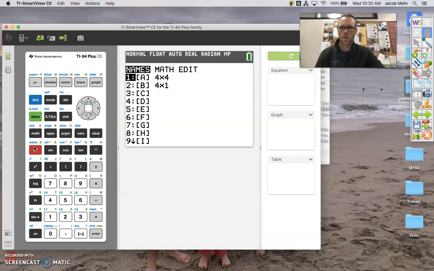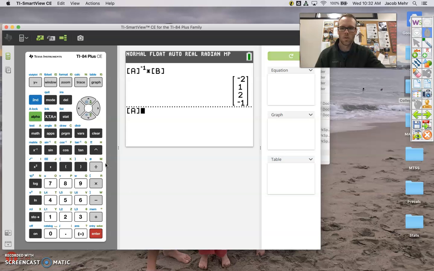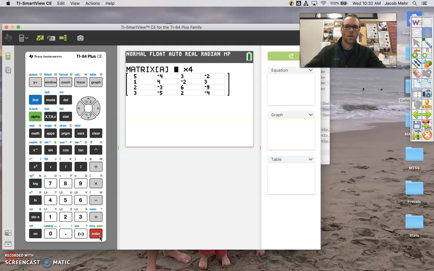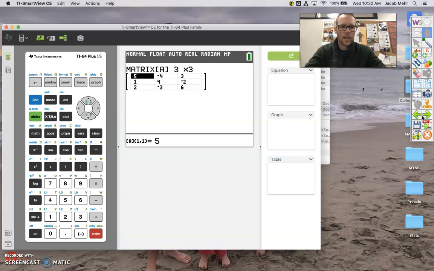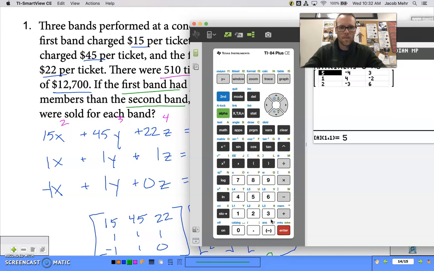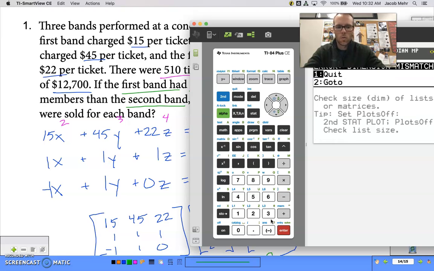I'm going to go to matrix. Let's go, whoops. We need to edit that matrix. We need to shrink it down to be a 3 by 3. And let me see what that matrix was again. 15, 45, 22, 1, 1, 1, negative 1, 1. Oh, I've goofed up my negative.